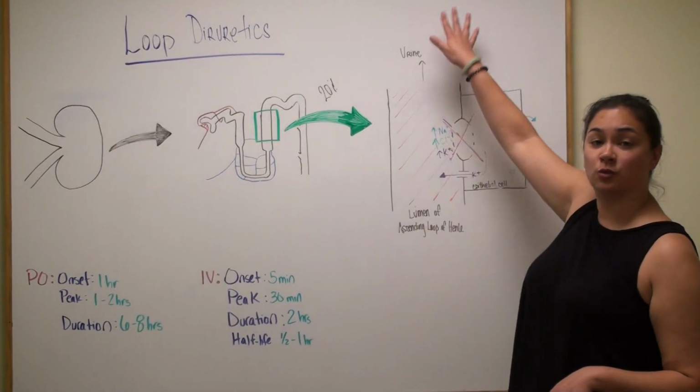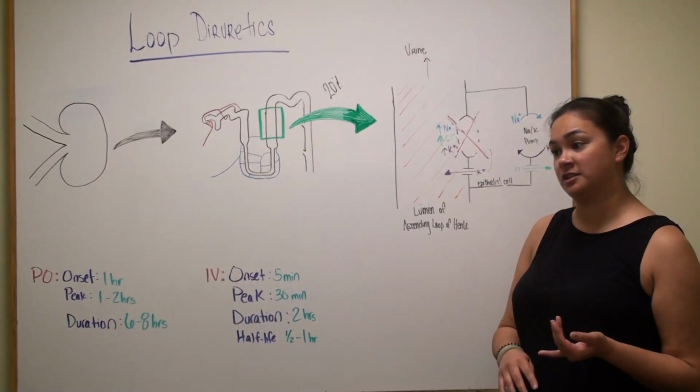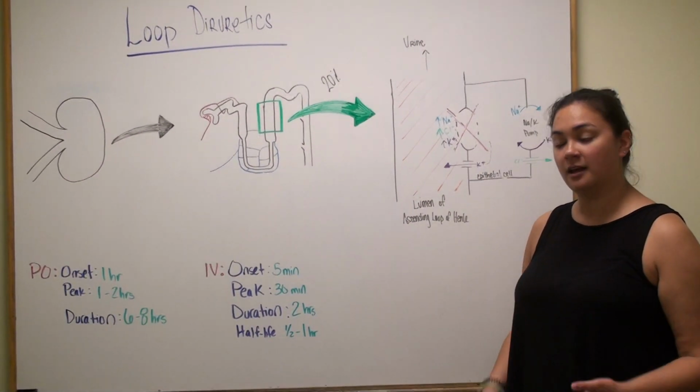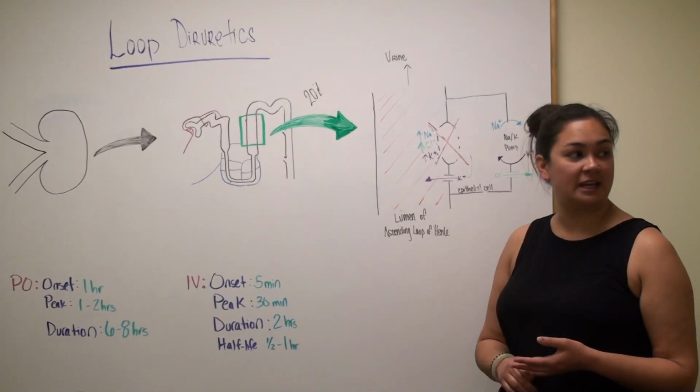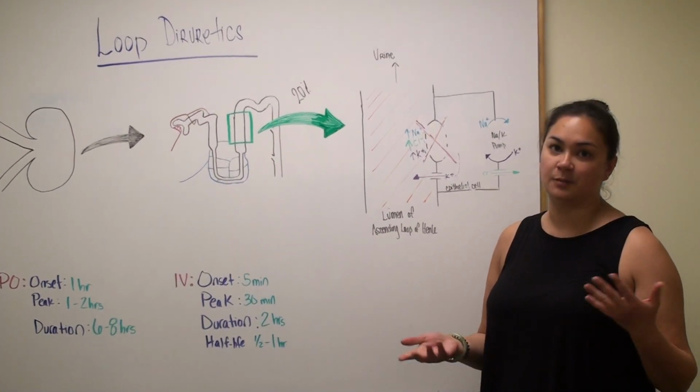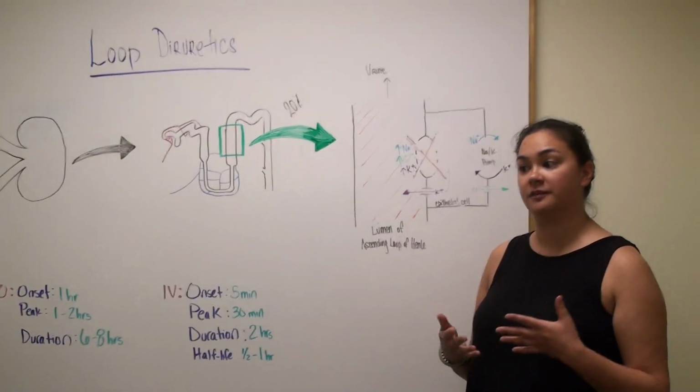By getting rid of all that extra water, loop diuretics are indicated for patients that have edema in their periphery. Pulmonary edema is also an indication, as are chronic heart failure and, of course, hypertension, because we want to get rid of some of that excess fluid volume.